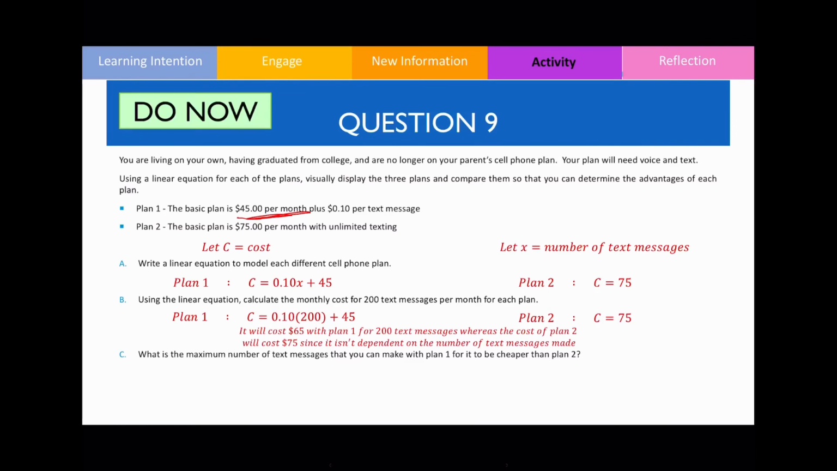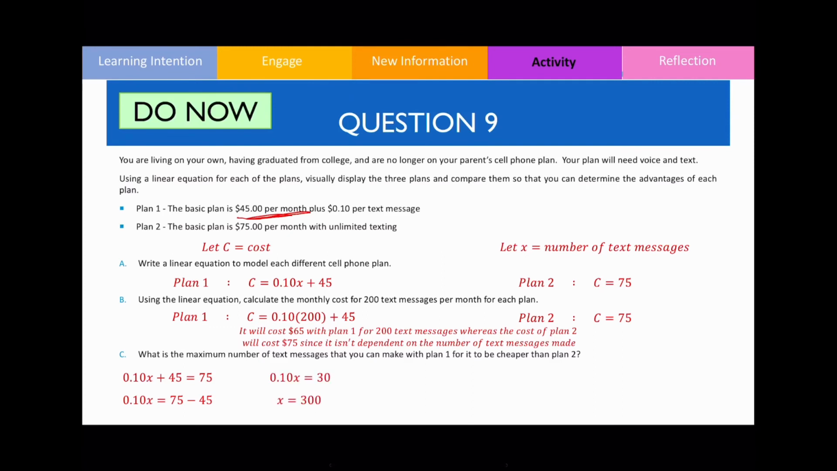And for part C, you're trying to find out what is the maximum number of text messages that you can make with plan 1 for it to be cheaper than plan 2. So you're using simultaneous equations over here. So if you use simultaneous equations, just solve for x. You don't have to solve for the cost at all. x is going to equal 300.